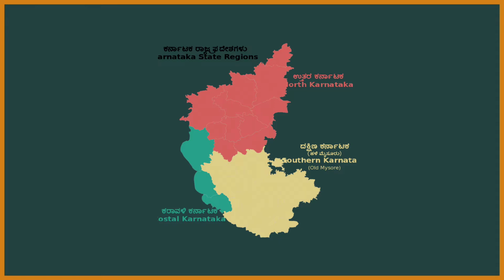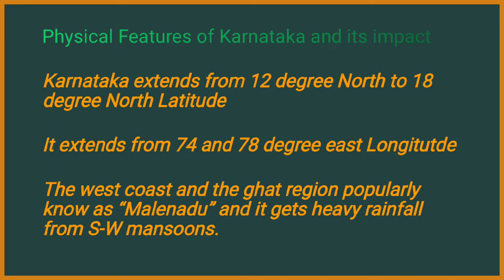So this is the map of Karnataka and it lies, as you all know, if this is India, right, the Karnataka region is here, and this is the map of Karnataka. Now, physical features of Karnataka and its impact.